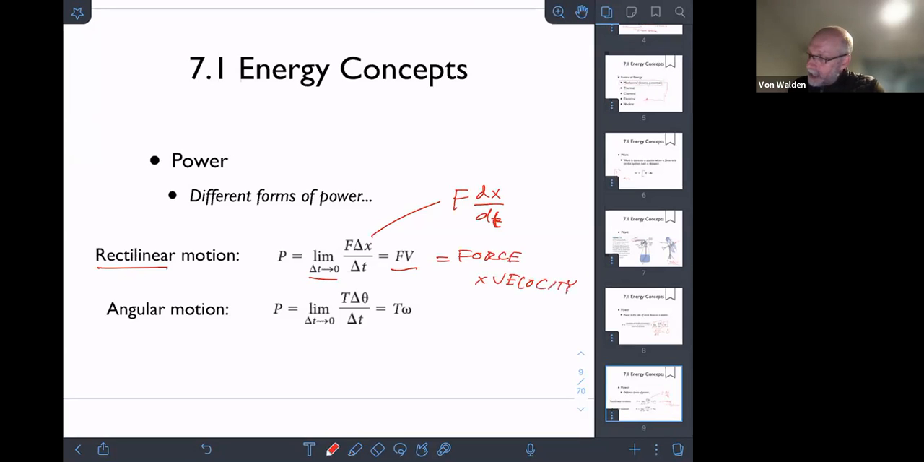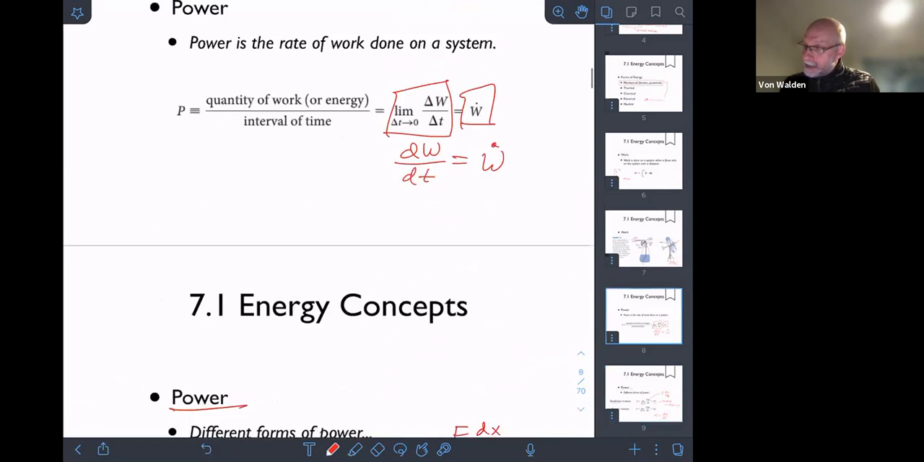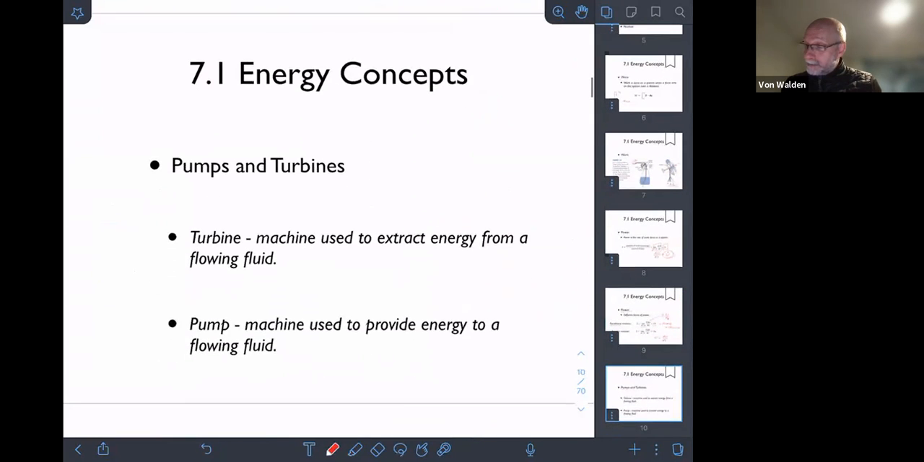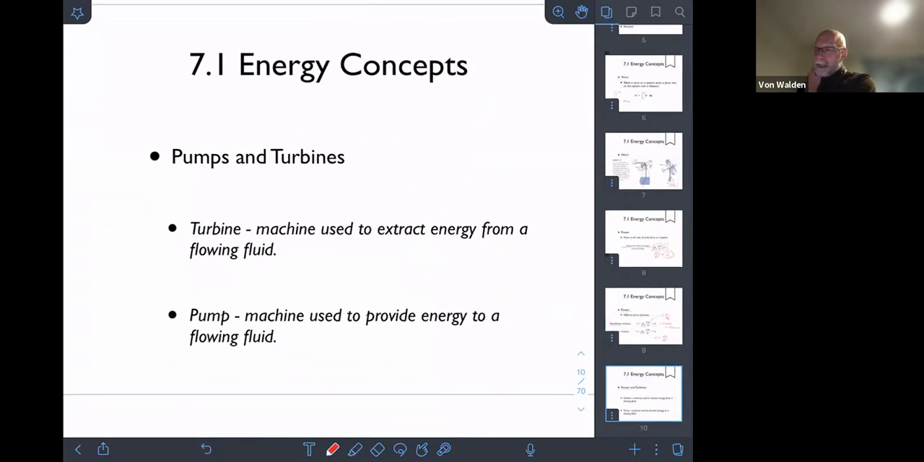And then finally, the counterpart of this is angular motion, where you have a torque and an angular velocity, where the angular velocity is basically the change in angle as you turn something per time. Okay, so those are power, and in particular, you're going to see this W dot in the equations for the derivation, as well as some other dots like Q dot and other terms.